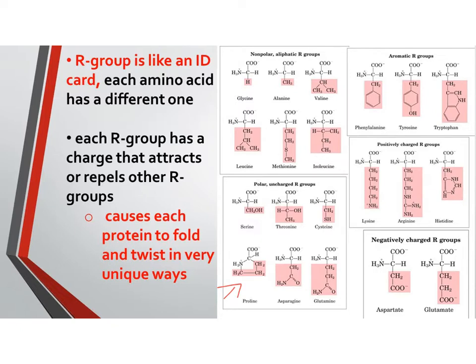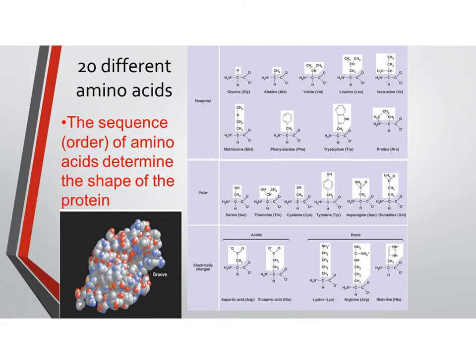The variety of R groups cause the protein to fold and twist in unique ways. That's why there can be so many proteins. Okay, so the combination, the different R groups mean that there's a wide variety. There are only 20 amino acids. However, that sequence, the order of them, can be combined in a lot of different ways, and this is really important because that determines the shape. So sequence determines shape. It's a very important idea for proteins.